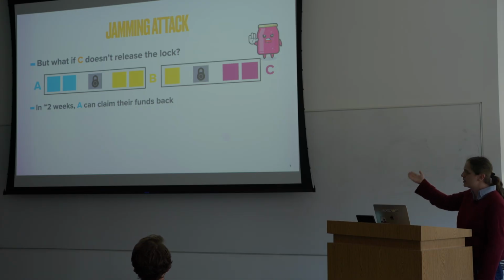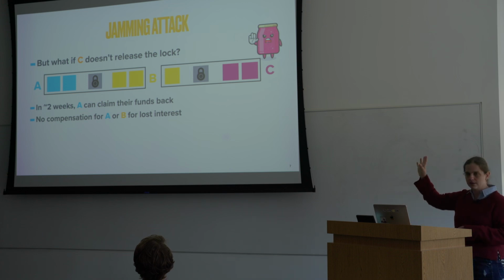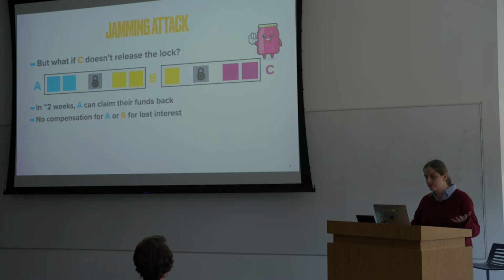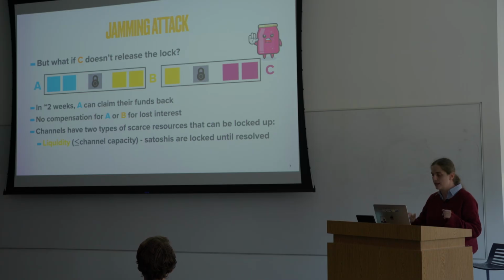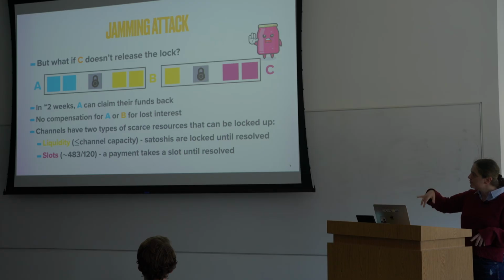They're not sent to Bob, and the same with Bob. There's no compensation for Alice and Bob for their funds being stuck in the situation. Charlie did it, and it's up for Alice and Bob to continue with their lives. And in general, channels have 2 types of scarce resources. There's the liquidity, and there is also transaction slots. Right now, we have more of them. We're probably going to go into a bit less.